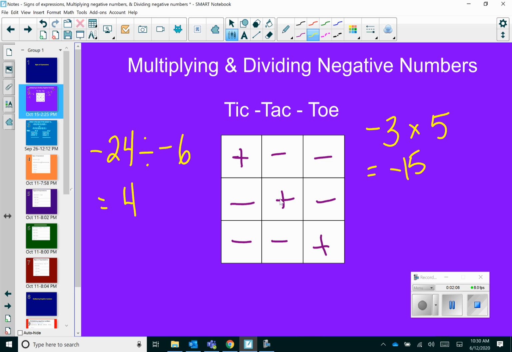And that's basically how it works. A positive times a positive is a positive. A positive times a negative is a negative. Negative times a positive is a negative. And you can just use this little trick. It's quick and easy to write down. You can put it on the corner of your notes, so that while you're doing the problems, you have it there as a guide.